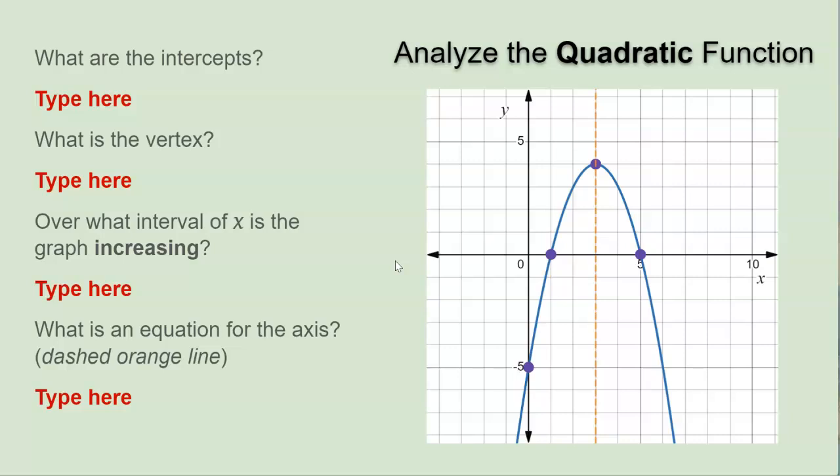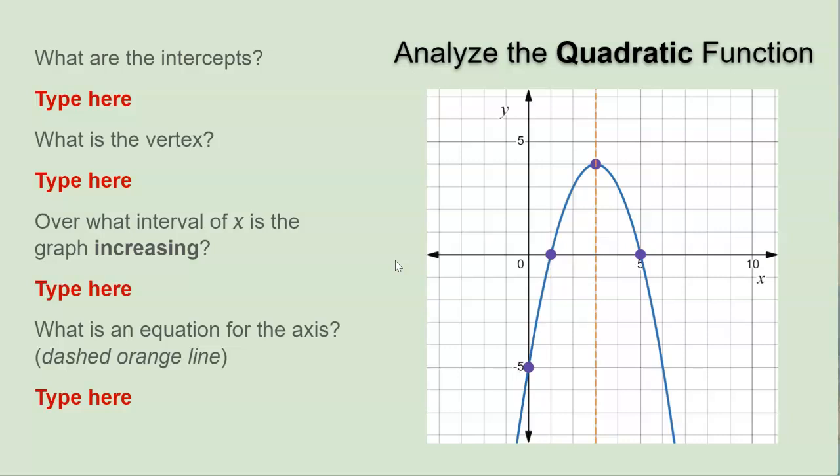I'm asking them for the intercepts. I want the vertex. We've discussed vertex before. We had that on our absolute value function. And then here it gets a little interesting. Over what interval of x is the graph increasing? Well, they've done piecewise functions, so they've had these types of instructions before, but they've not done it on a curved graph like a parabola before. So let's see how that works.